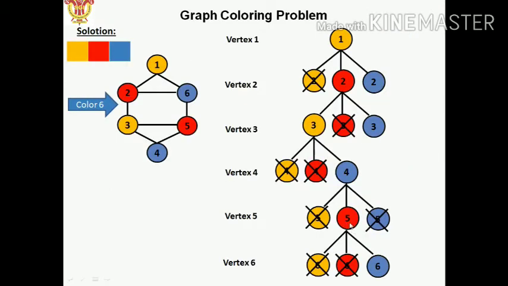This 5 is having the red color, and we are going to discard this color, and we are going to take this 6 as blue. And see, there is no conflict. See, there is no conflict. So 6 is back, 6 is having the blue color.